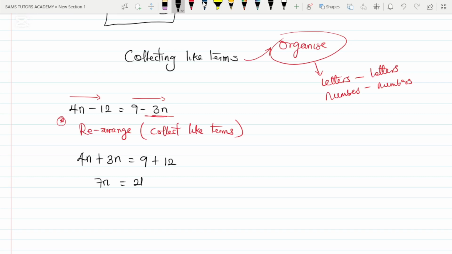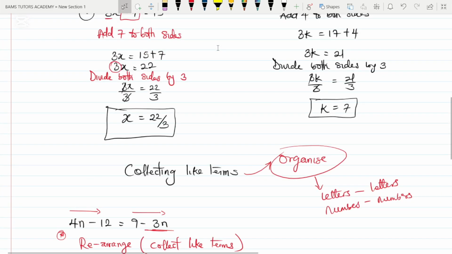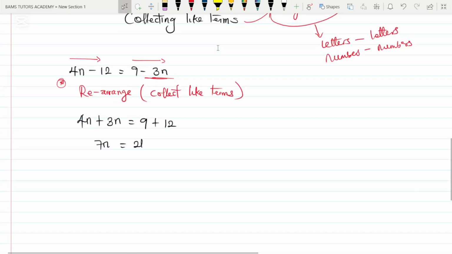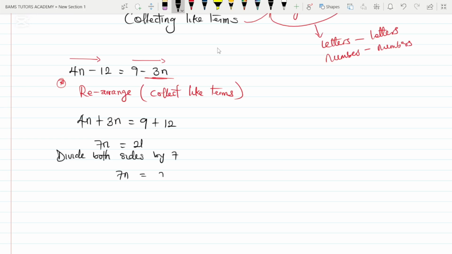Now at this point, we've gotten back to the earlier example, so we'll just divide both sides. Next thing we're going to do is to divide both sides by 7. And very easy: 7n over 7 equals 21 over 7. So this cancels out this. I've got n equals 3.